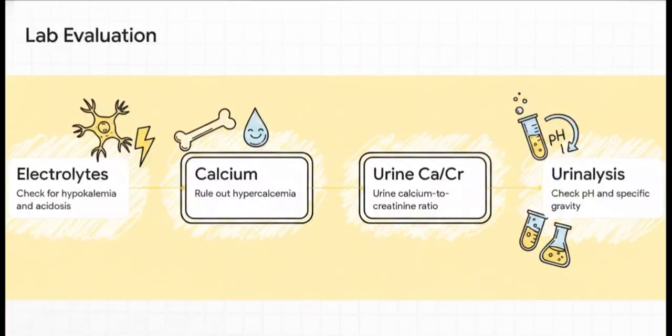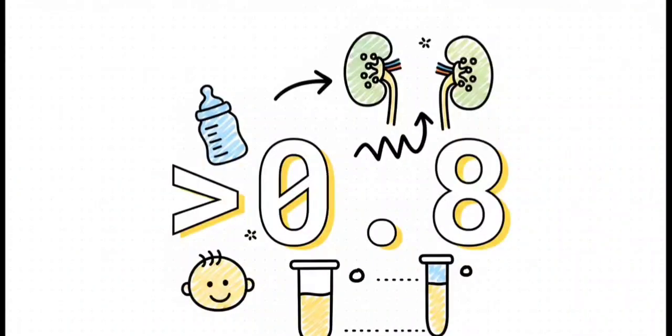Step 2, serum calcium. Let's figure out if we're going down a normocalcemic or hypercalcemic pathway. Step 3 is quantifying the calcium excretion with a urine calcium to creatinine ratio. And step 4 is a standard urinalysis to check for an inappropriately high pH or low specific gravity, which would indicate concentrating defects.